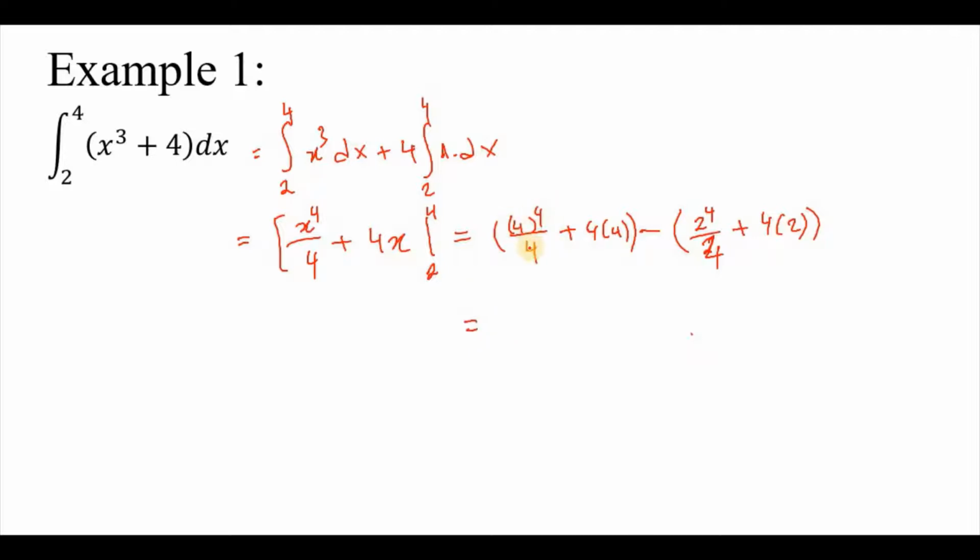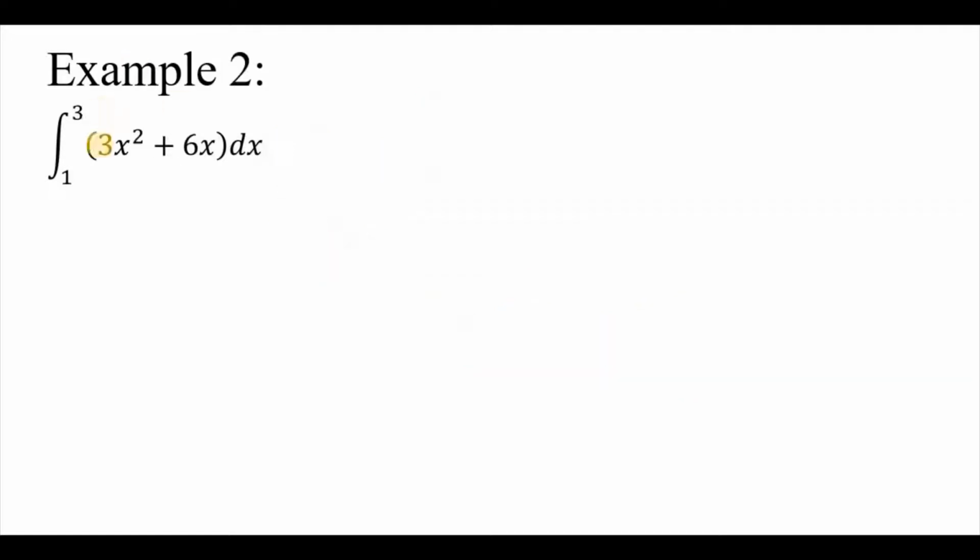So we have 4 to the 4th divided by 4 is 64, plus 16, minus 2 to the 4th power divided by 4 is 4, plus 8, is 12. So we have here 80 minus 12, which is 68. And that is the final answer. Notice how the final answer has to be a number. And usually that number is a positive number because it represents the area under the curve from one value to another value. Here's another example.